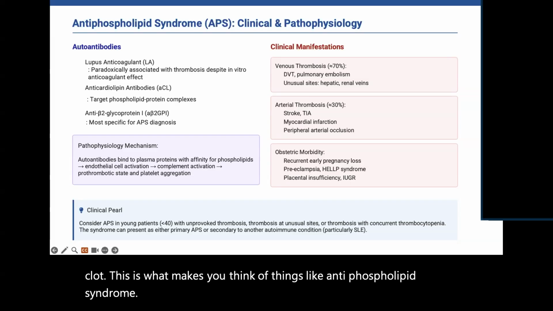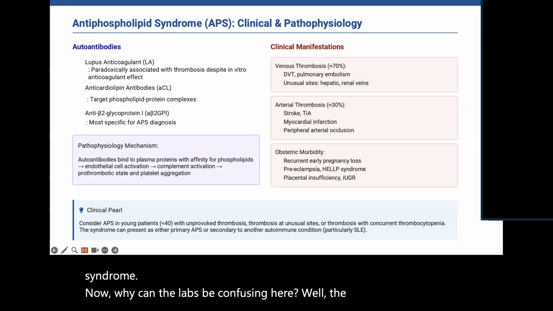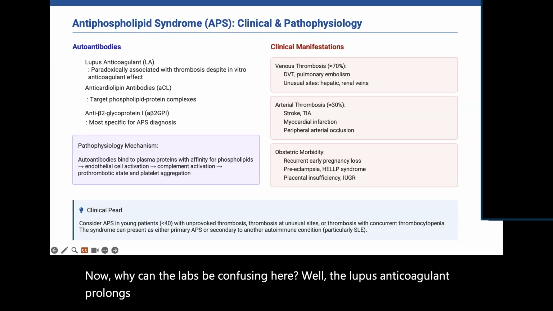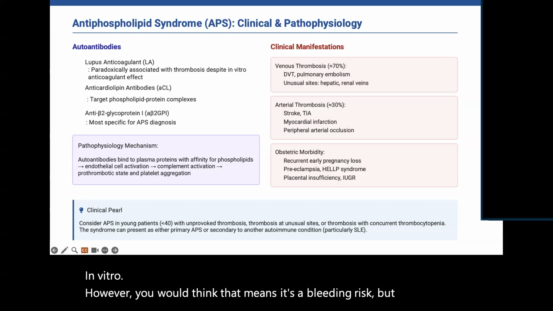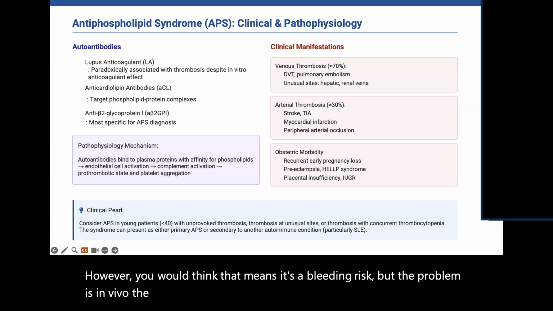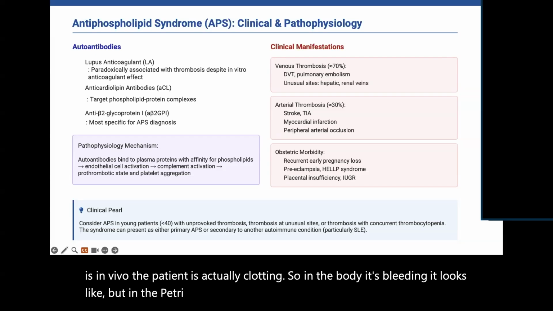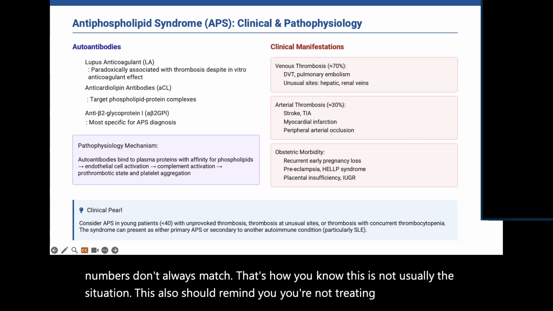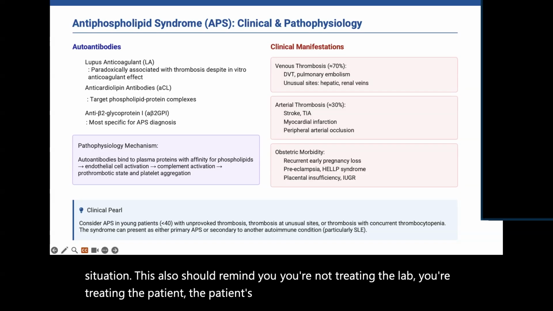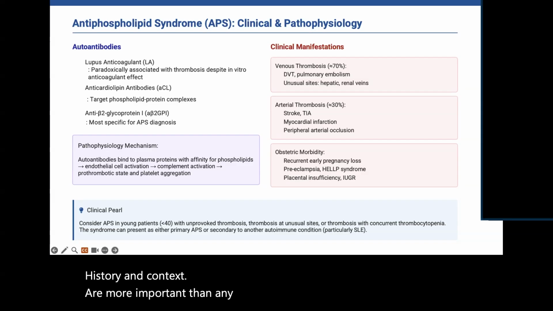Now, why can the labs be confusing here? Well, the lupus anticoagulant prolongs PTT in vitro. However, you would think that means it's a bleeding risk. But the problem is in vivo, the patient is actually clotting. So in the Petri dish, it looks like bleeding, but in the body, it's clotting. So the paradox reminds you that the numbers don't always match. That's how you know this is not usually the situation. This also should remind you you're not treating the lab, you're treating the patient. The patient's here with a clot. Treat that. History and context are more important than any lab value you can draw.